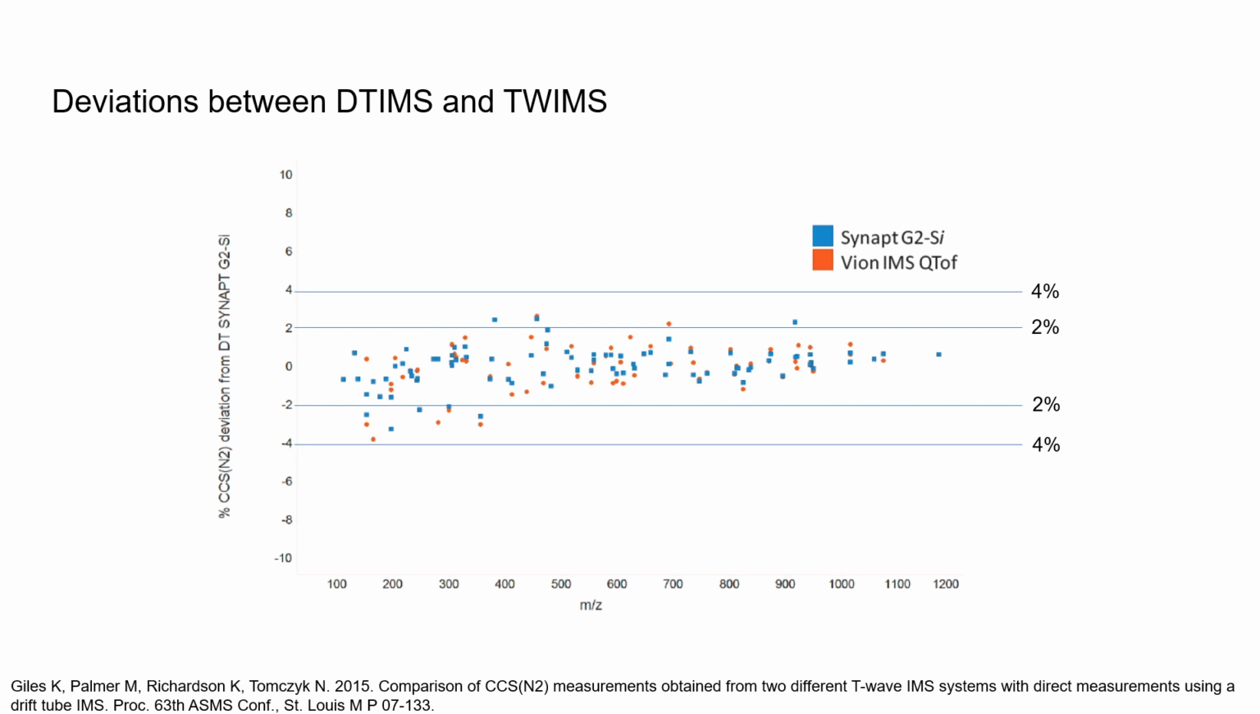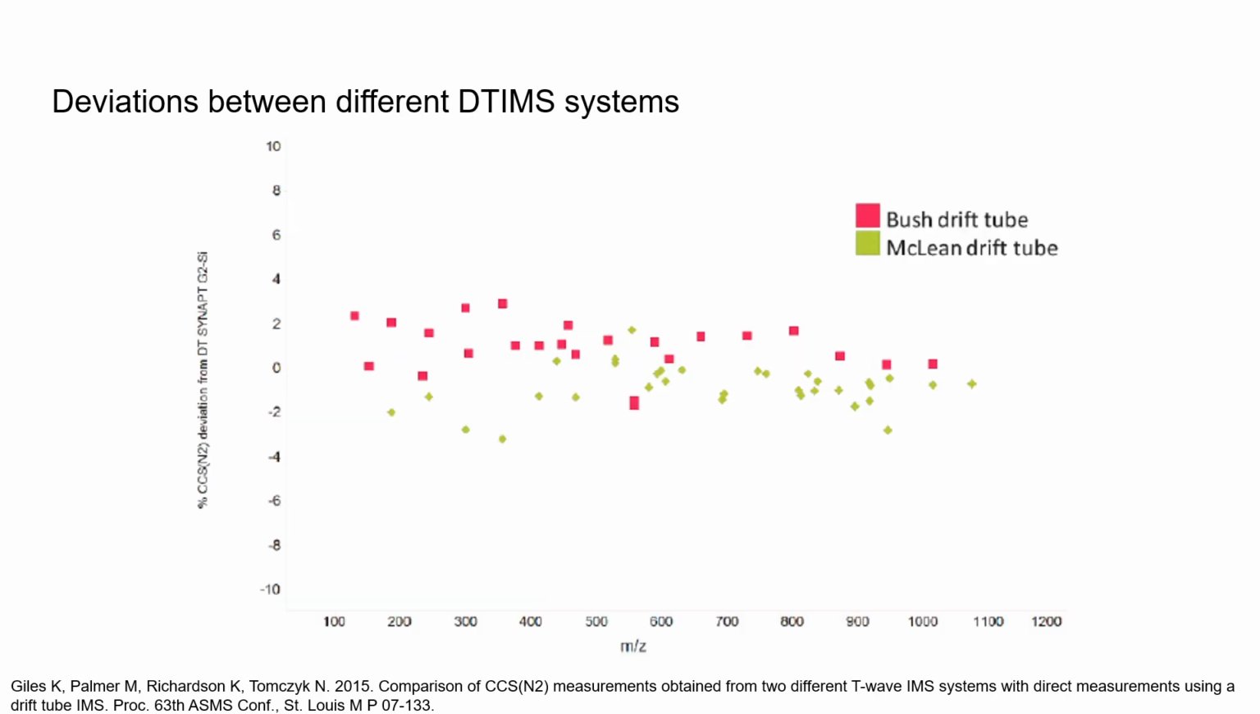Here we see a plot that shows CCS percentage deviations between the traveling wave technology, Vion and the Synapt, and the drift tube embedded in the Synapt system. In all cases, deviations are lower than 4% and in most cases below 2%. This plot represents the CCS percentage deviation of the drift tube technology.